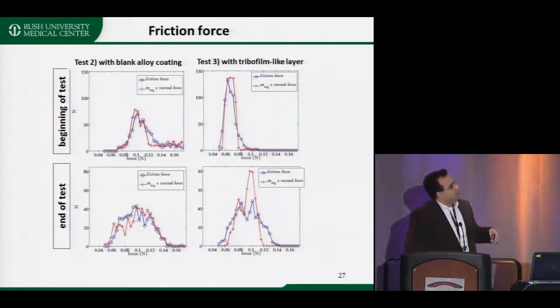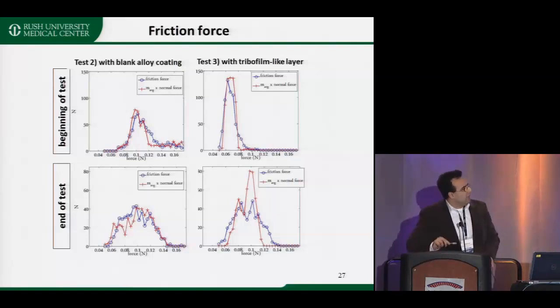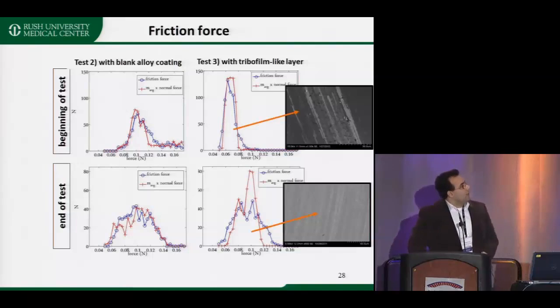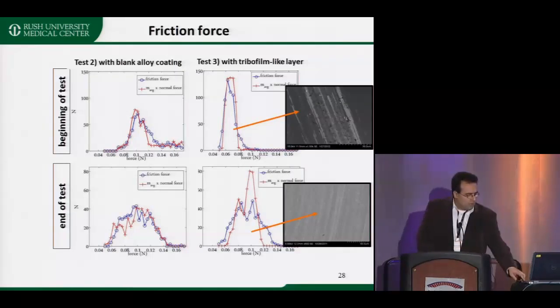Here's just another way to look at that data. Test 2 and test 3 in the beginning and in the end of the test. You see test 2 basically had the same friction over the whole time on average, just the scatter changed. But the friction force was, for the test with the carbonaceous film, significantly lower in the beginning of the test with less scattering. And in the end, it approached the same values as the second test. And you can also see here, when you look at the surface, that as long as you still have film, your friction is lower.